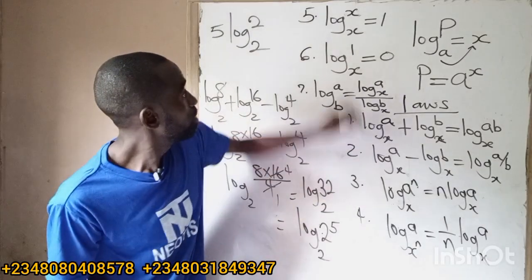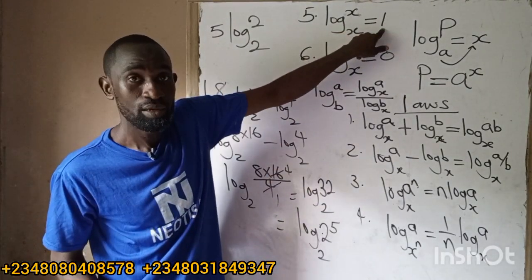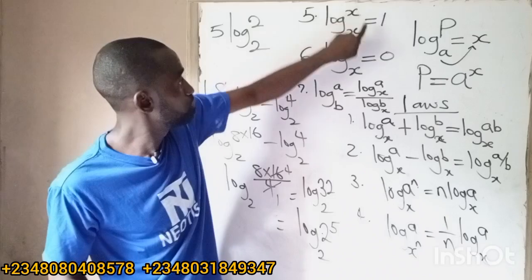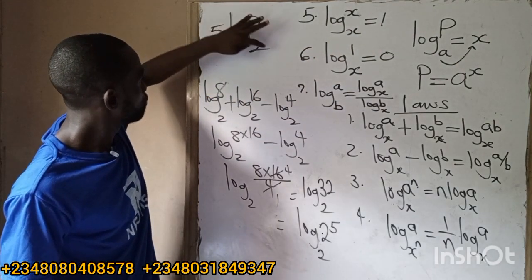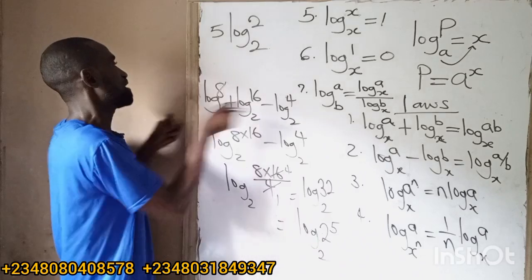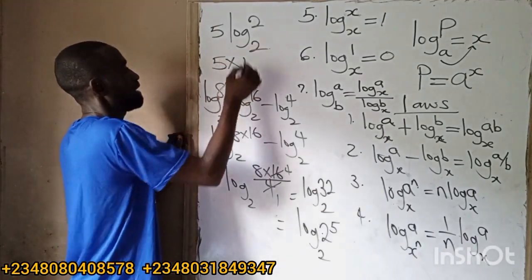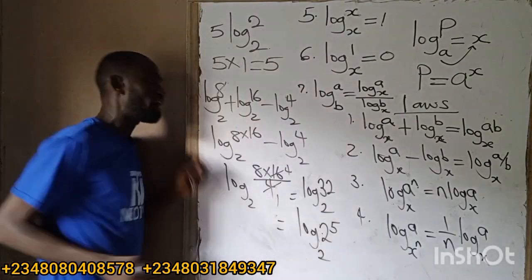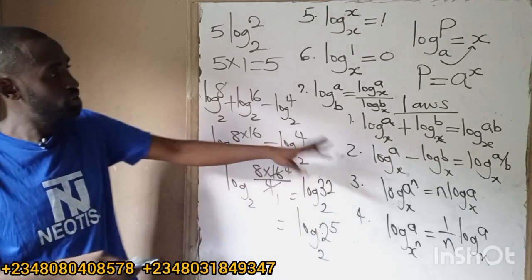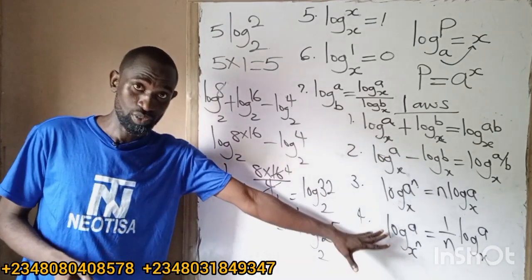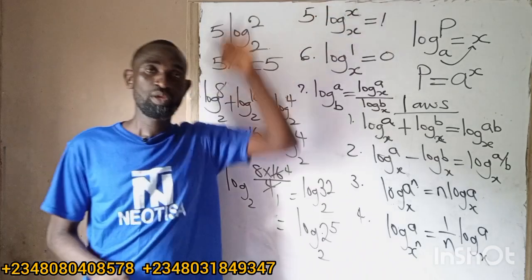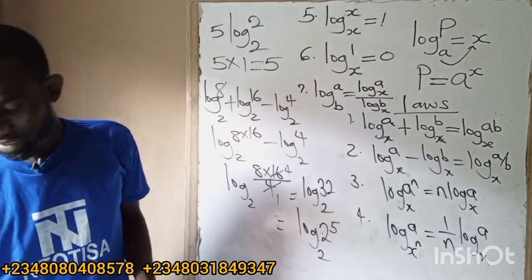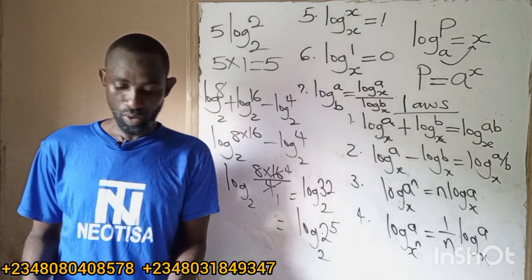What is log x base x? It is 1. Log of a number to its base will give us what now? 1. So it means log 2 base 2 is 1. We now have 5 times 1 and everything will give us 5. So I solved this question using the laws. Okay? I applied some of the laws here to solve this question. But the first one here, I applied the basic definition.